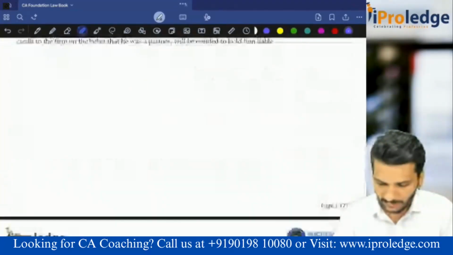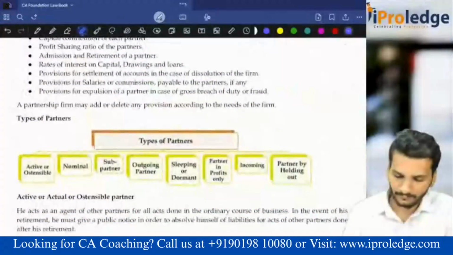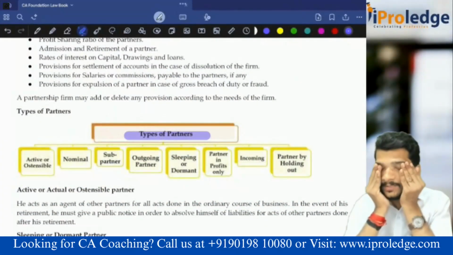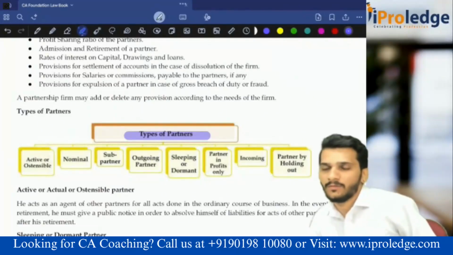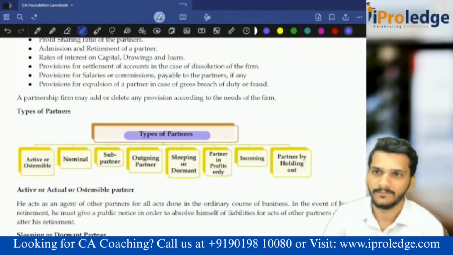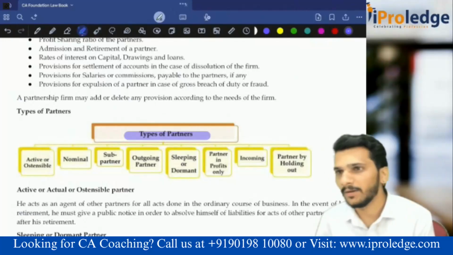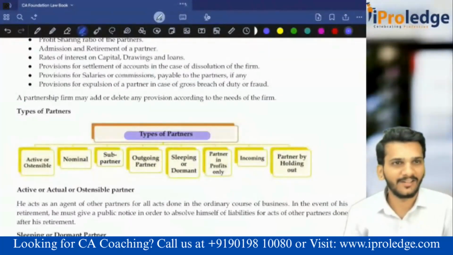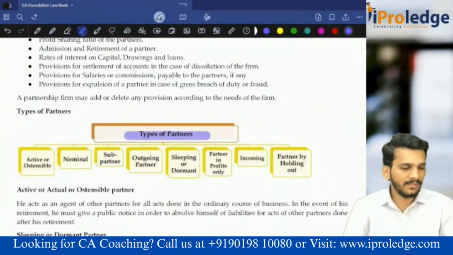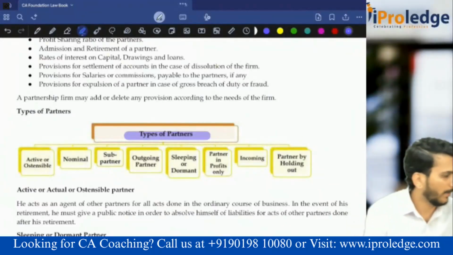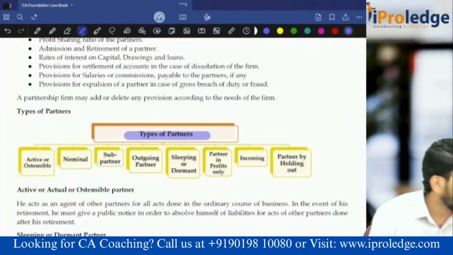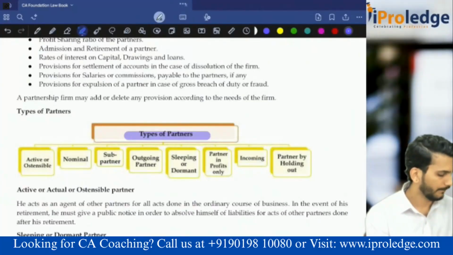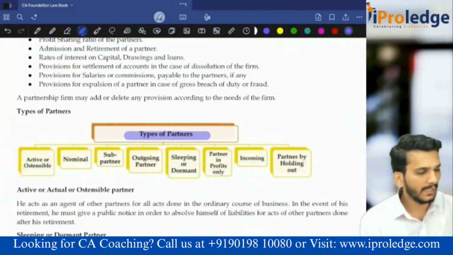And I think we are on the last part of the unit: types of partners. What are the types of partners? There are multiple kinds of partners, but mainly, with respect to the partnership firm, there are two kinds of partners. One is the active partner. The second one is the sleeping partner.